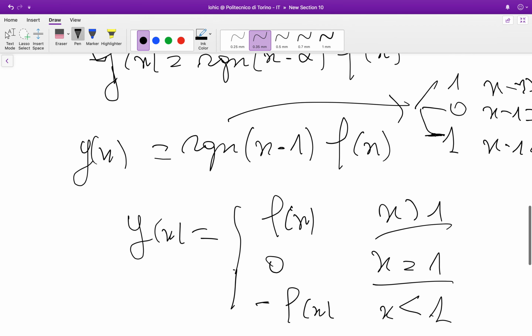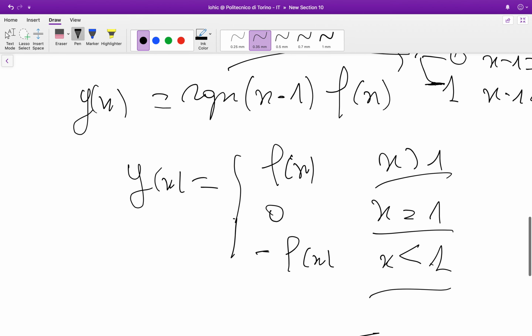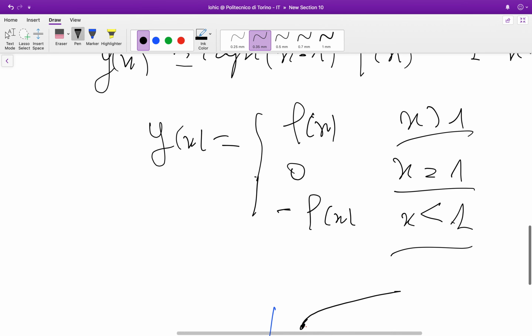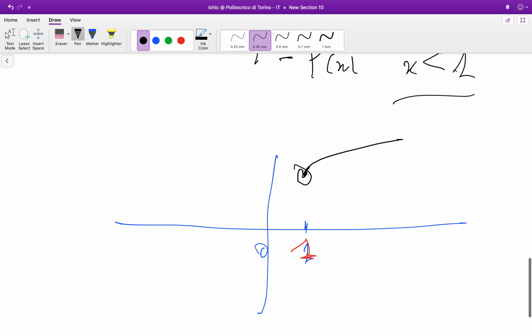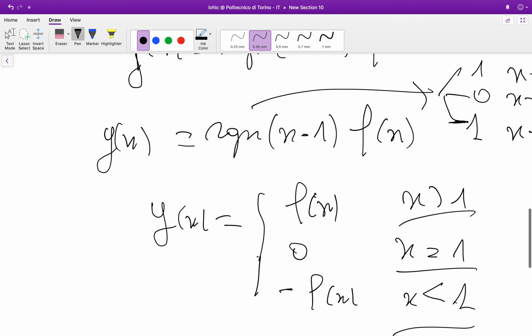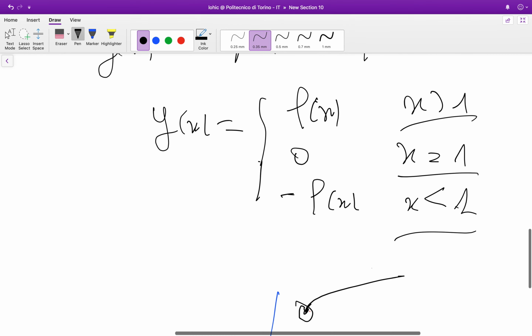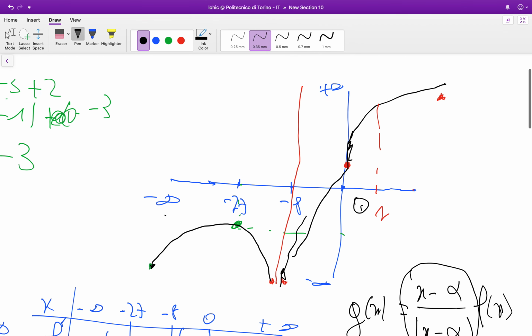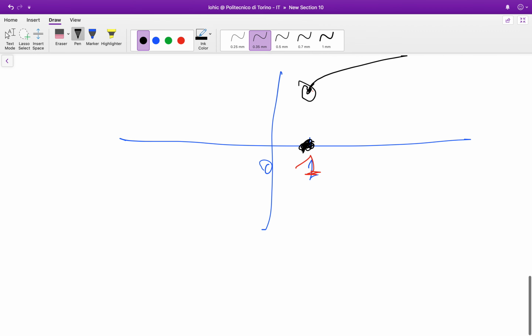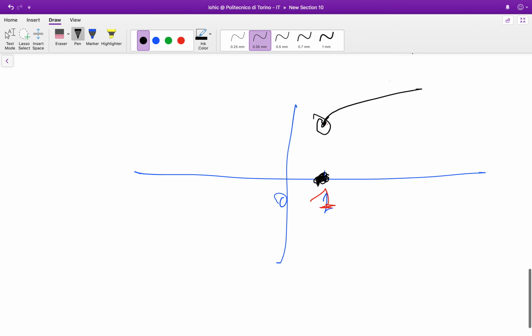But at 1, there is an open ball here, because g of 1 will be 0. This is 0, right? But now when x is smaller than 1, we have to draw minus f of x. It means that for all these parts, where x is smaller than 1, instead of drawing f of x, we will draw minus f of x.